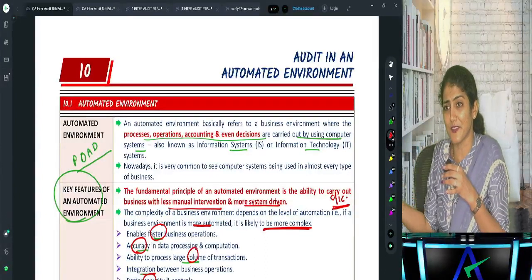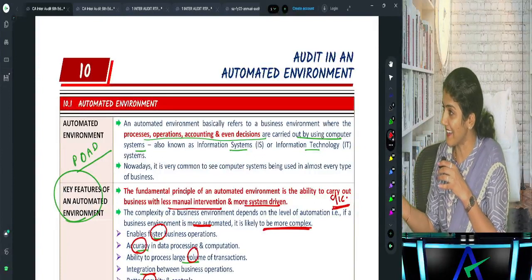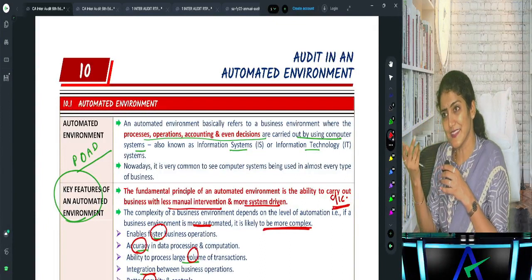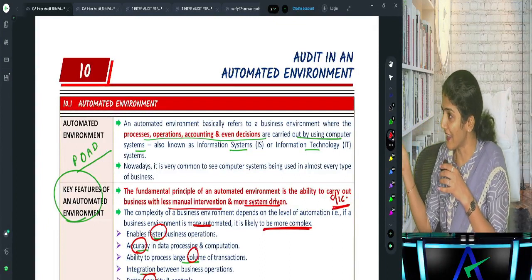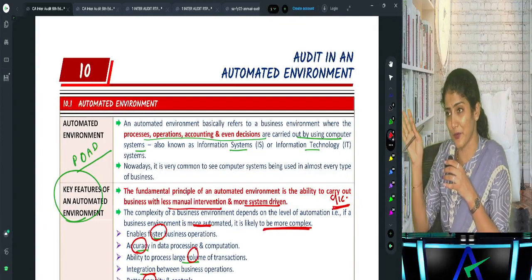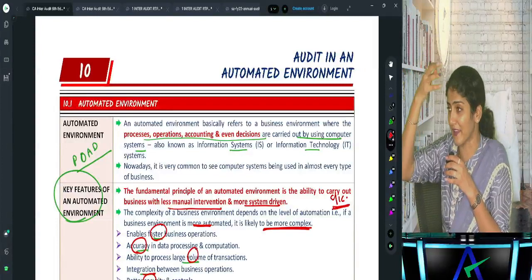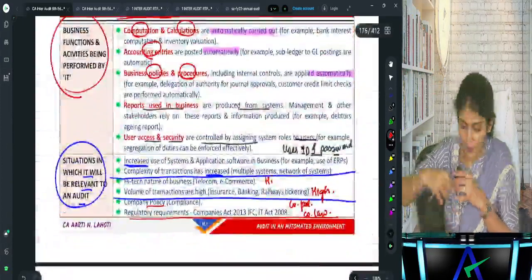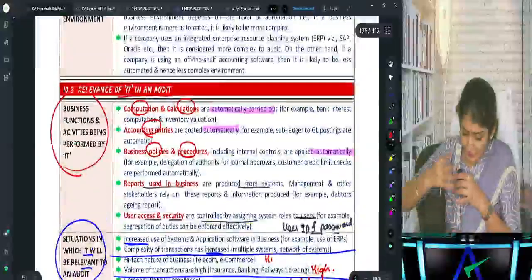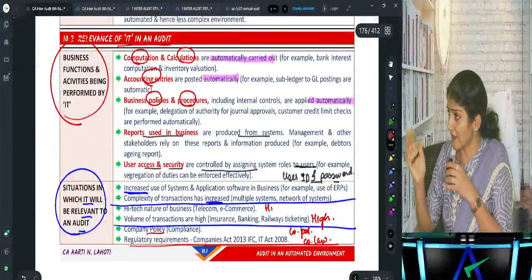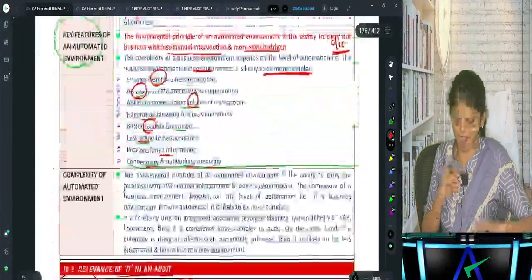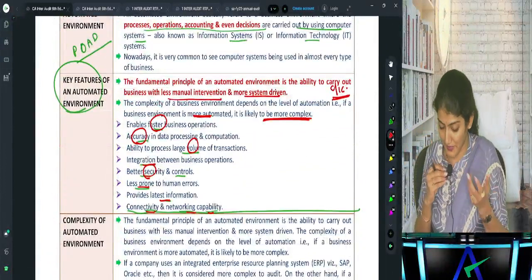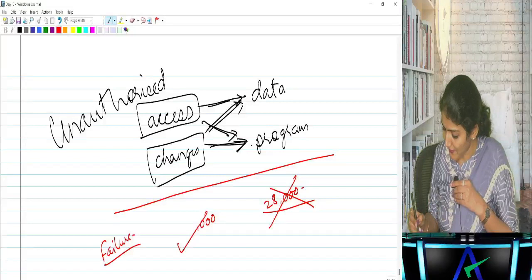We started the reverse way. We started with data analytics. Then I told you, sometimes FIFO, sometimes LIFO. So in this chapter, what I did: data analytics, control-based audit approach, IT control, impact of IT, risk. Then coming to understanding the automated environment, right? Then after that, the business functions and activities, situations in which IT will be relevant, and then also the key features of an automated environment. Okay, right.